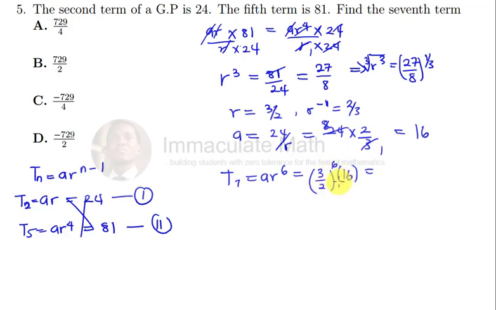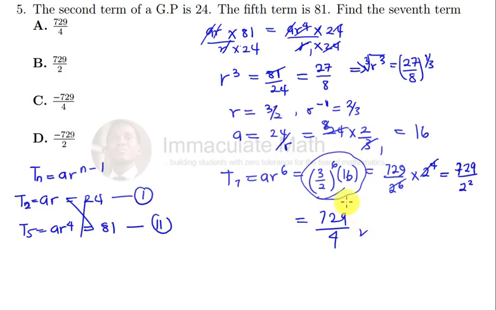My 3 raised to the power 6 is 729. Then I have 2 raised to the power 6 multiplied by 16, and 16 itself is 2 raised to the power 4. So 2 raised to the power 4 divides this, and I will have 729 divided by 2 raised to the power 2, which is the same thing as 729 all divided by 4. So don't forget that my first term here is 16 and my common ratio is 3 over 2. You can use your calculator to evaluate this directly, it will give you your answer. So that means our correct option is option A. So next question, please.